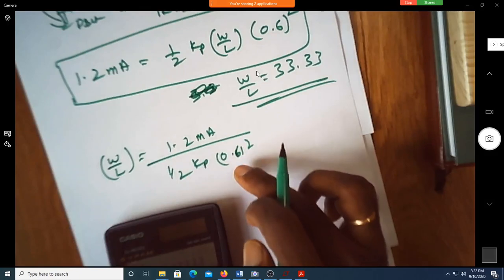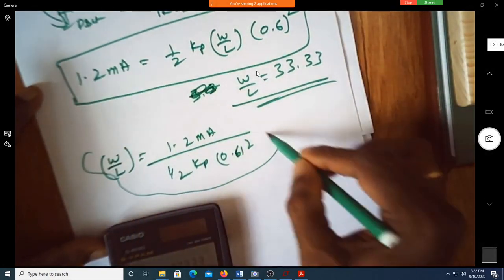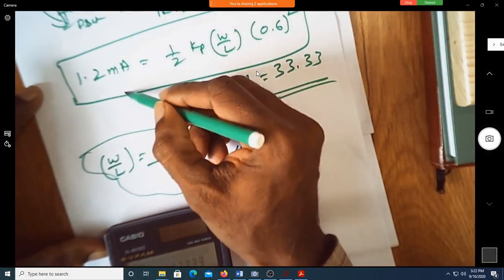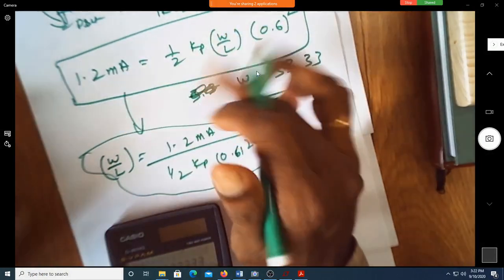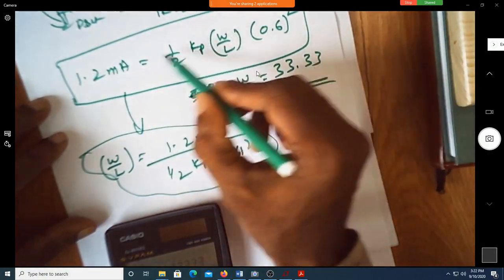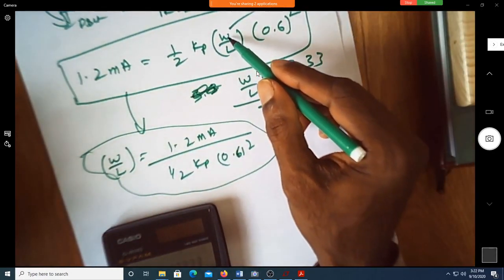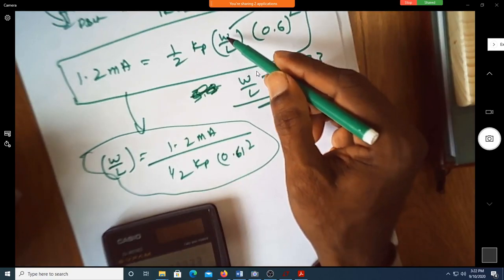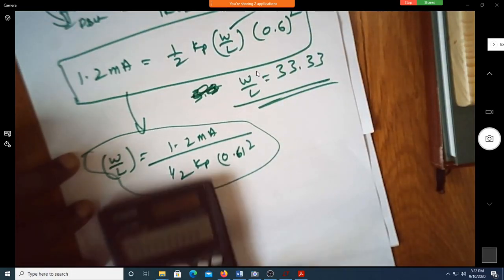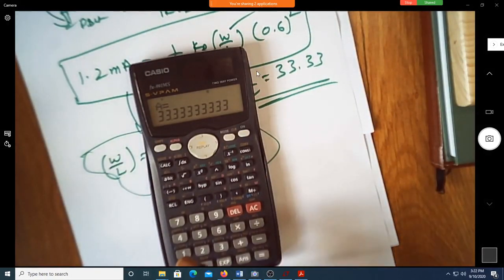Will you do like this, Nivedita? Yes, sir. So no need to do all these things. Of course, I want to avoid you people simply writing unnecessary things. In this equation, you type it as it is, and you get the value of the unknown parameter. In this case, it is W by L, which is nothing but 33.33. Is that fine?